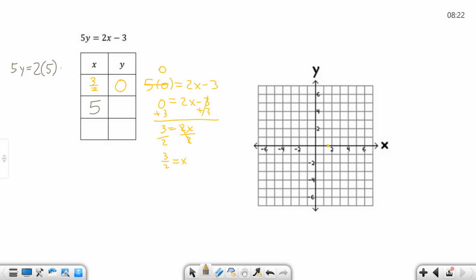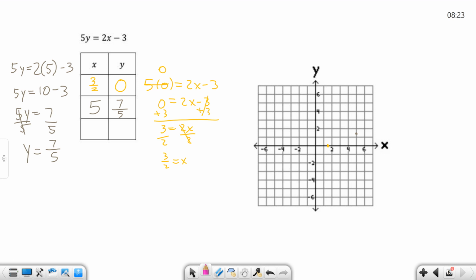2 times 5 minus 3, right? So 5y equals 10 minus 3. 5y equals 7. Divide both sides by 5. So y equals 7/5. So at 5, it's up 7/5, which is just barely above 1, right? That's 1 2/5. So it's right up in here, just below 1.5, like 1.4. All right, so then there's that one.